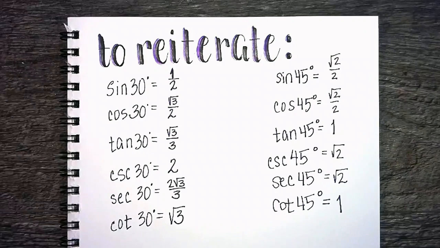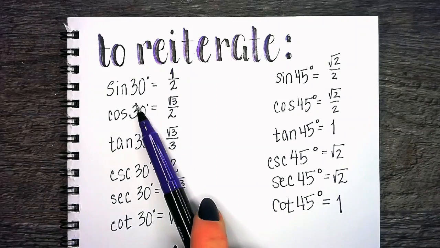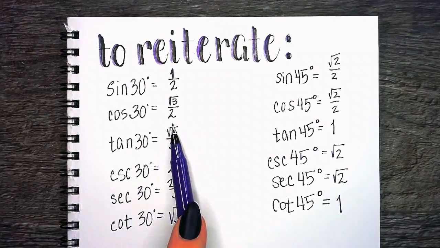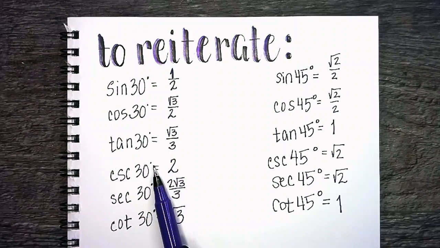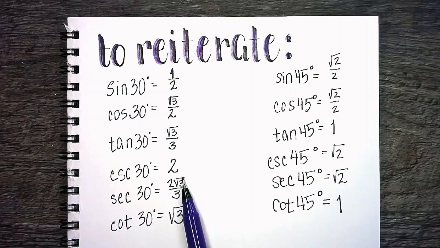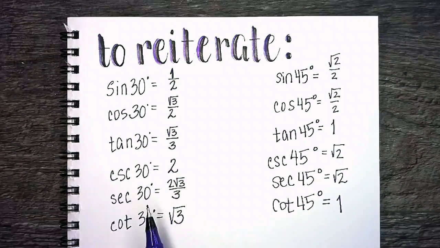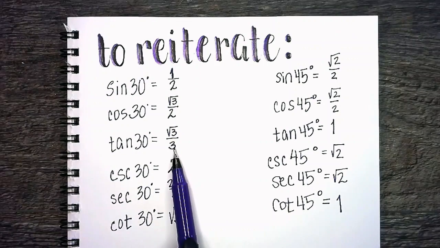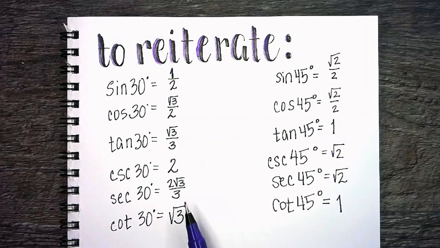Now here is a quick list reiterating what we just did on the previous page. Sine of 30 is a half, cosine of 30 is root 3 over 2, tangent of 30 is root 3 over 3, cosecant of 30 degrees is 2, because it's the reciprocal of sine. Secant of 30 is 2 square root 3 over 3, because it's the reciprocal of cosine. And cotangent of 30 is square root 3, because it's the reciprocal of tangent. And this is the example I kind of referenced with that little smiley face example.